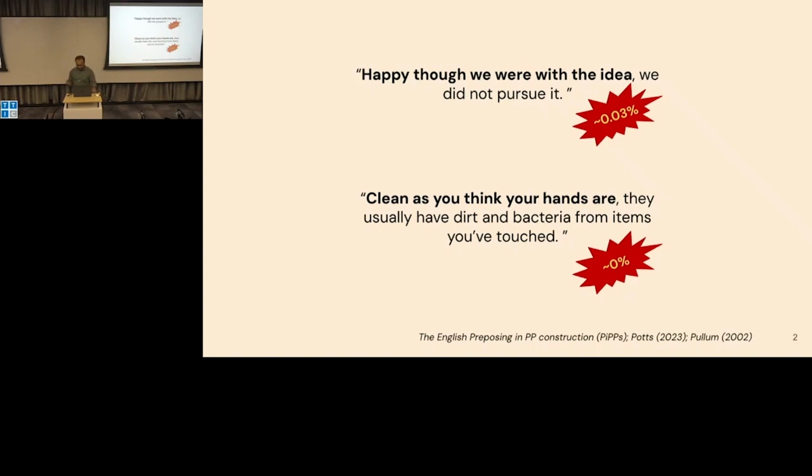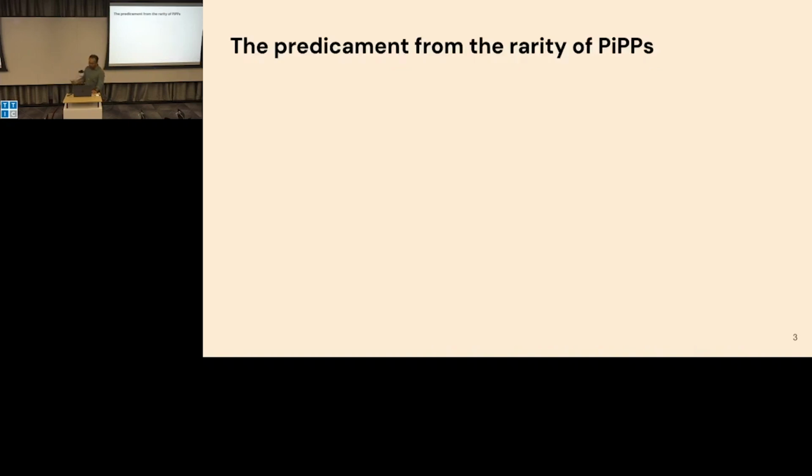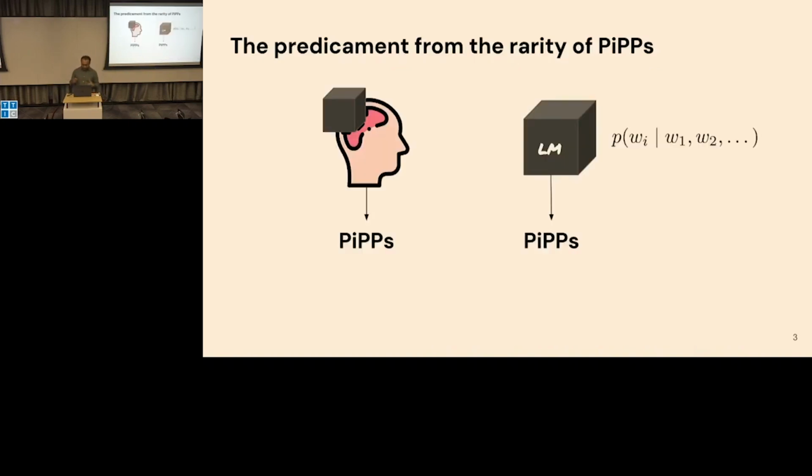Yeah, so the rarity of this construction presents a predicament for two kinds of learners I'm concerned with: humans and language models. When they're both presented the PIPP construction, using various ways of measuring grammaticality, they both show behavior that suggests this construction is grammatical. The predicament is that it's so rare, and yet they are able to show perfectly normal behavior on this construction. The question is, how do they do this?